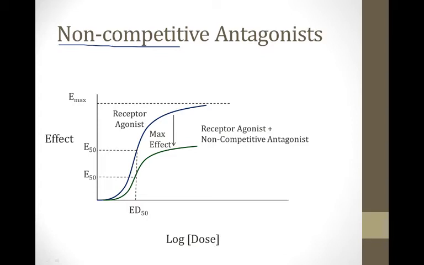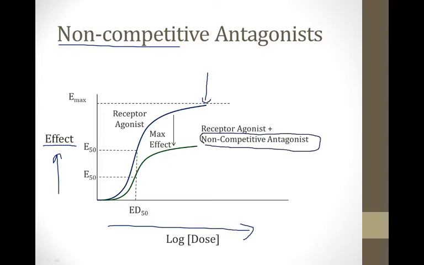So once again, we're going to plot the effect of the beta receptors on the y-axis here, and we're going to plot the log dose of norepinephrine on the x-axis here. So our baseline curve is the blue one right here. It is a normal shape and a normal Emax. But when we add a non-competitive antagonist, what happens is we reduce the max effect.